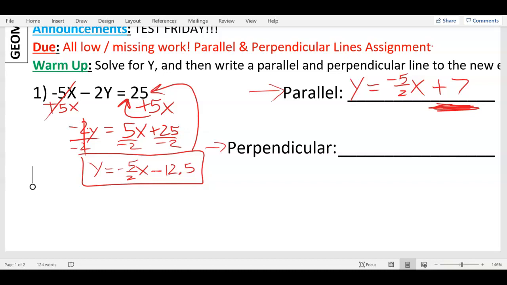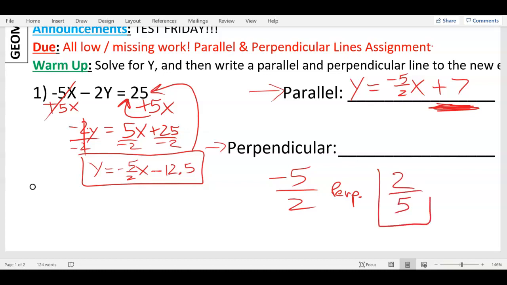Now, perpendicular, when I take that slope, negative 5 over 2, to get a perpendicular slope, I have to change two things. What two things are going to change about that? Okay, negative turns into positive, and then 5 over 2 does what? Flips over, becomes 2 over 5. If it's positive, you don't have to put a plus sign. You can just rewrite it as a normal number, which is implied positive. So negative 5 over 2 is now positive 2 over 5.